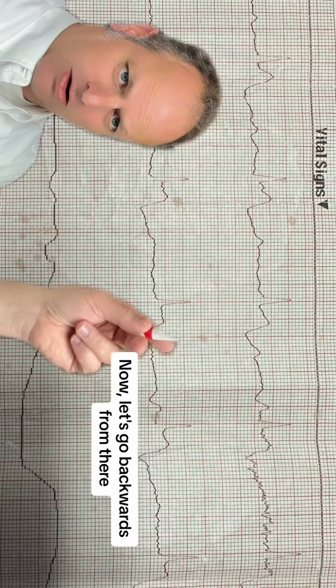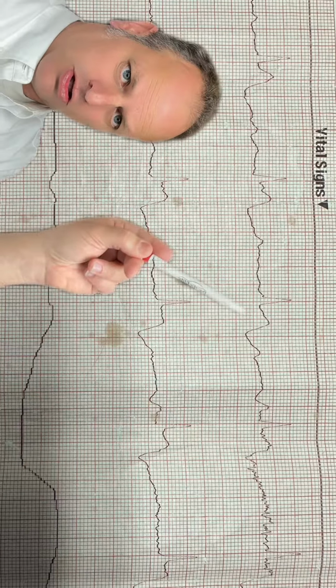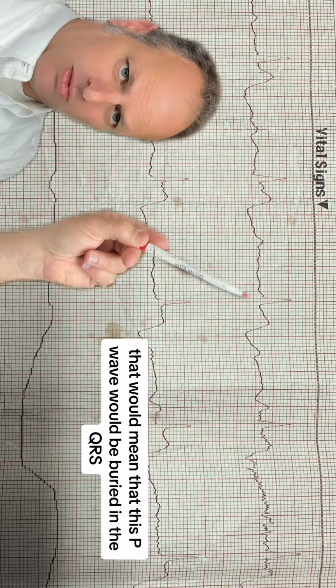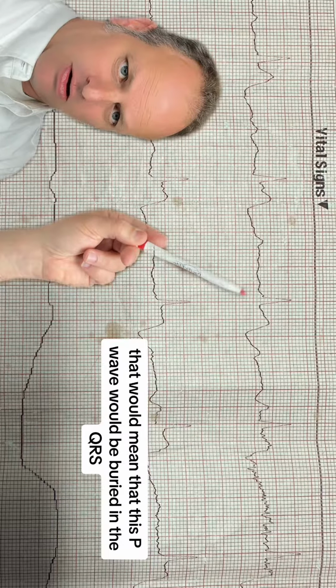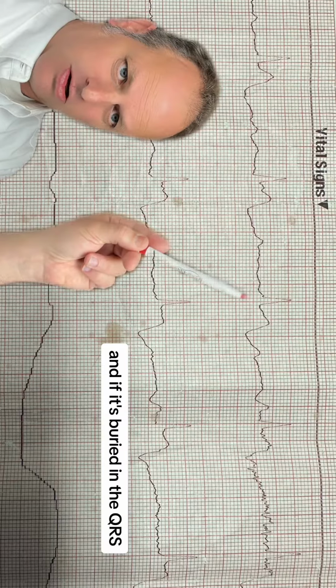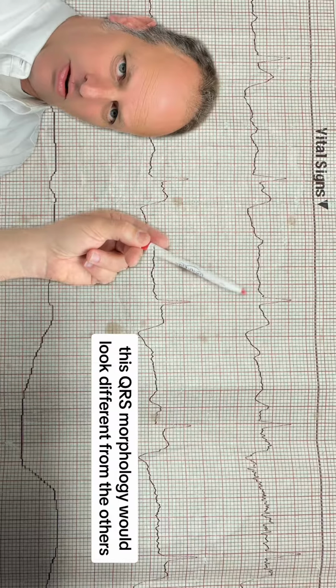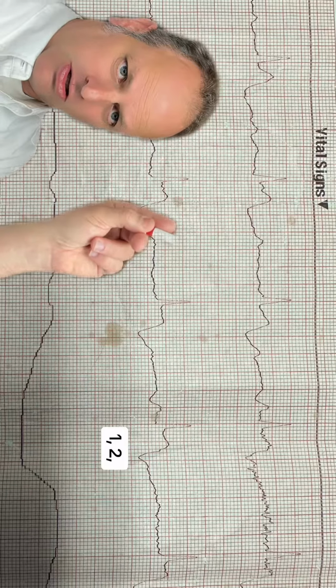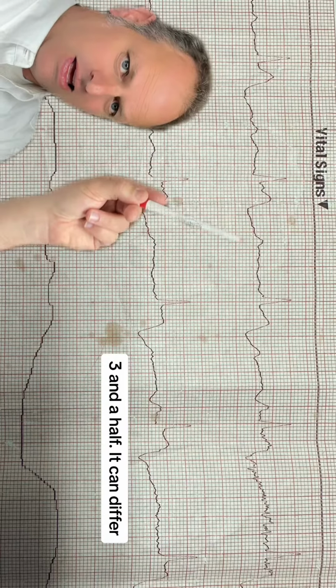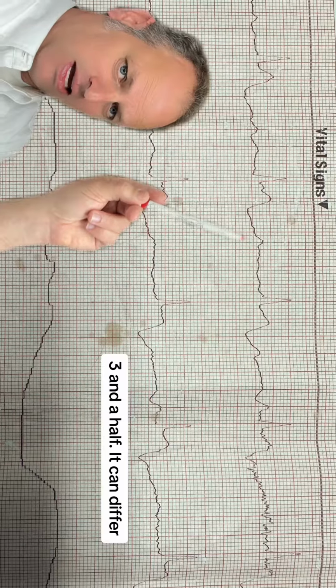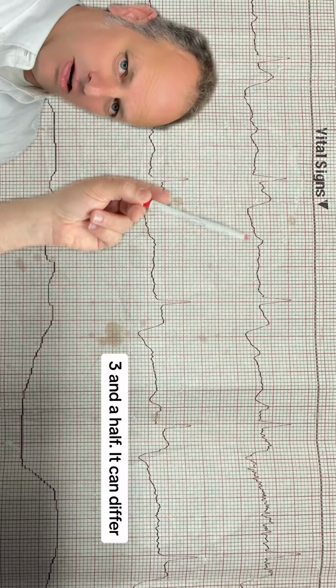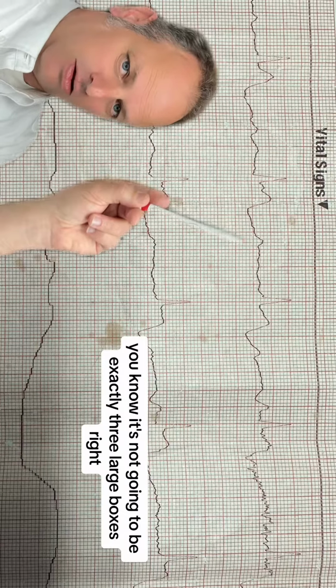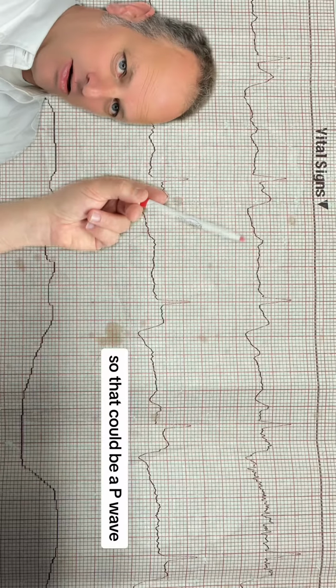Now let's go backwards from there. 1, 2, 3. That would mean that this P wave would be buried in the QRS. And if it's buried in the QRS, this QRS morphology should look different from the others. Let's keep going. 1, 2, 3, and a half. It can differ. It's not going to be exactly 3 large boxes, right? So that could be a P wave.